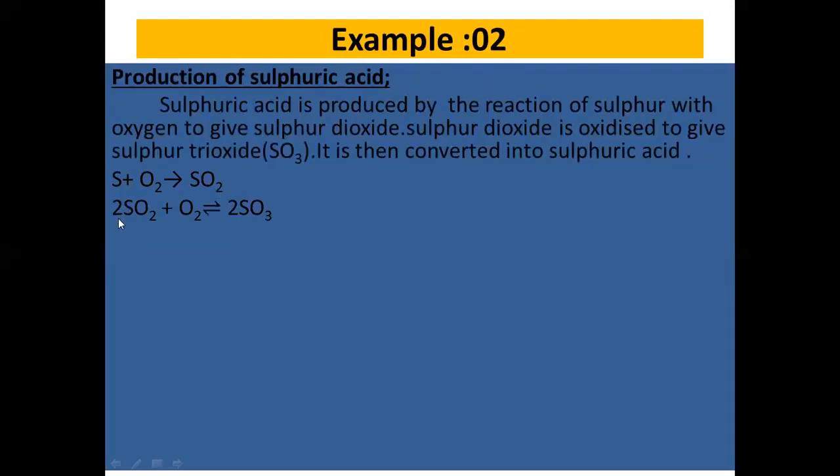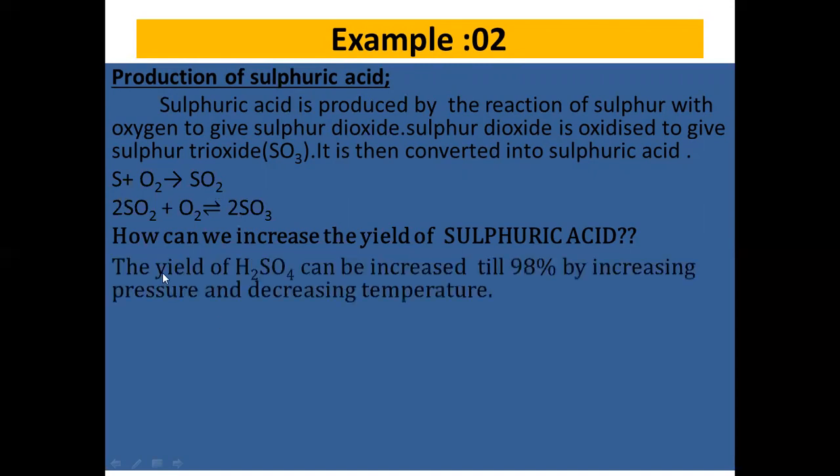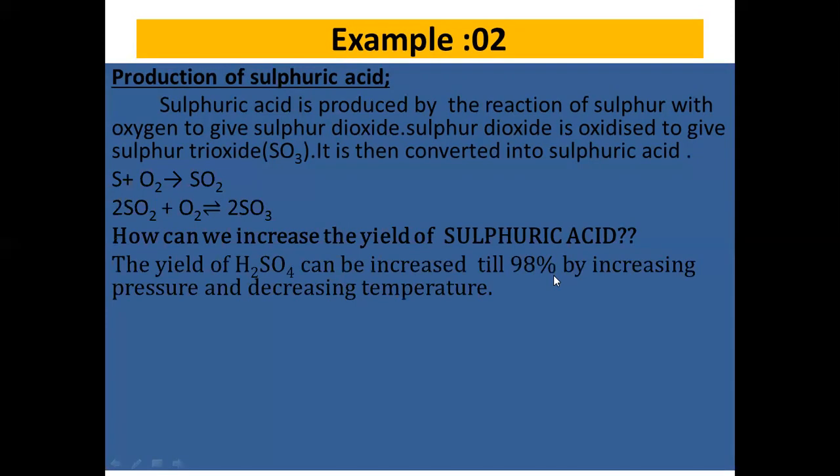Then further oxidation of the sulfur dioxide, or the reaction of sulfur dioxide with oxygen, will give sulfur trioxide. This sulfur trioxide is then converted into sulfuric acid. This is the reaction at normal conditions, and only 33% of product is formed by this process. So we want to increase the yield. How can we increase the yield of sulfuric acid? Again, the same thing: the yield of sulfuric acid can be increased to 98% by increasing pressure.